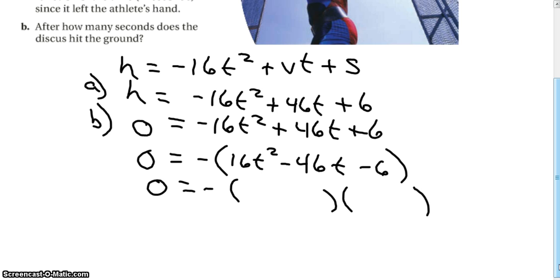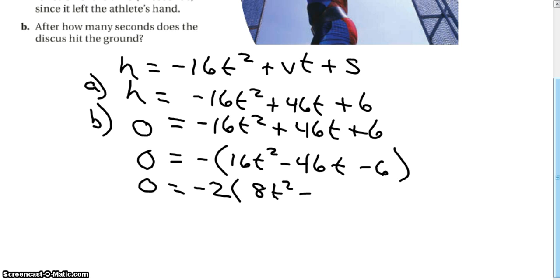Ooh, this is a more challenging trinomial. Ooh, I'm going to back it up, because what do you notice about all of these terms here? They're all divisible by 2, so we could have pulled out a -2. Is there anything larger that would go into all of these? Like, would 6 go into all of these? No. Would 4 go into all these numbers? No. So we pull out a -2. And now 2 goes into 16 how many times? 8. So 8t squared minus 23t minus 3.